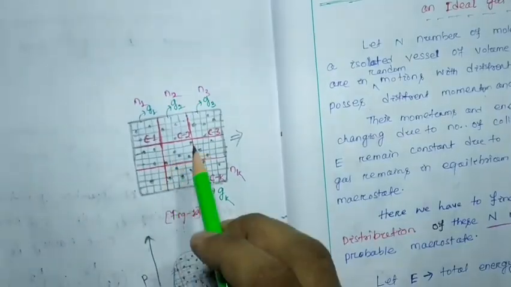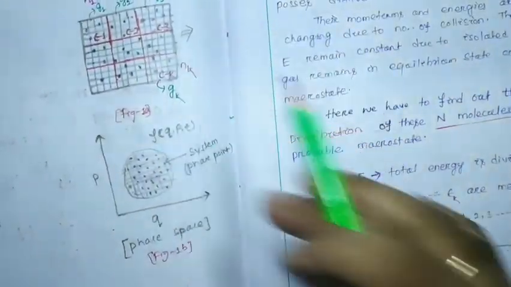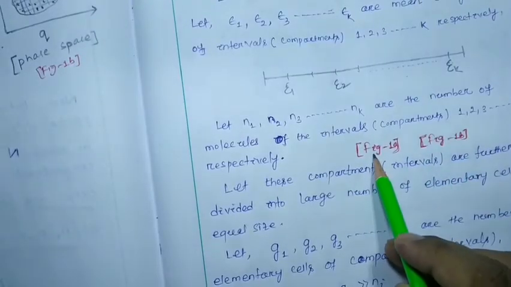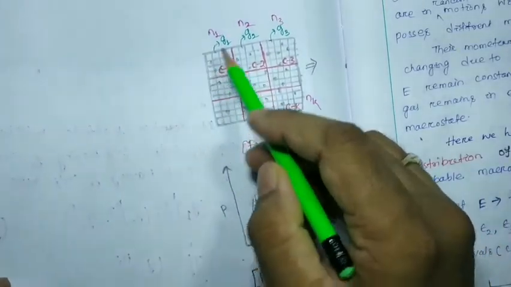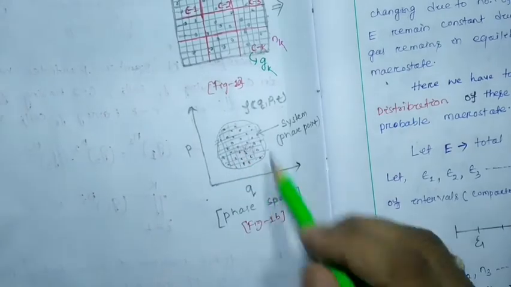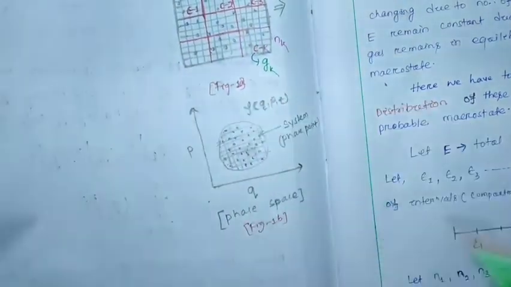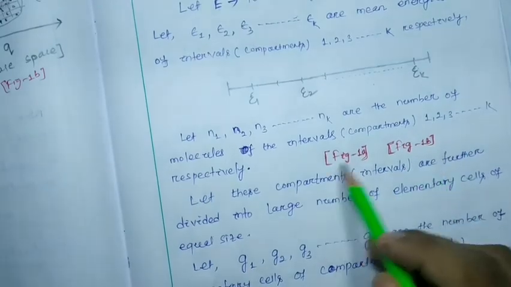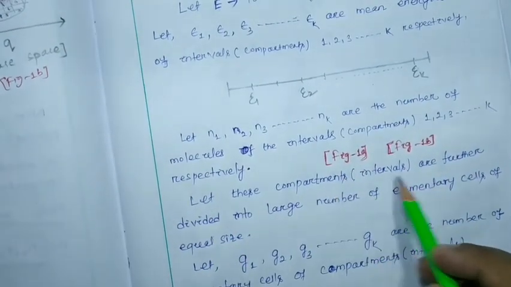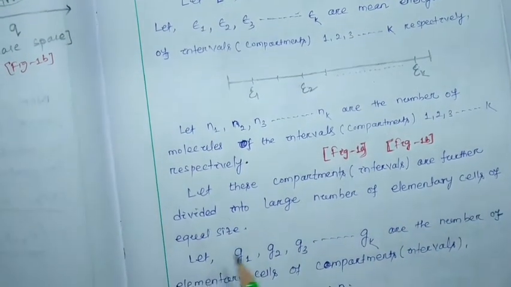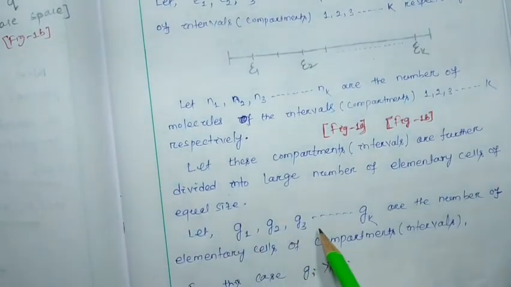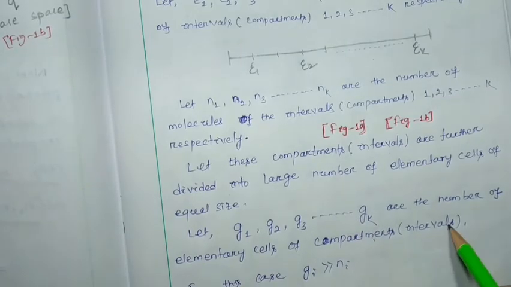Here in this figure it has been represented, and you have to draw these two figures side by side, figure 1a and figure 1b, in this space. Let these compartments or intervals be further divided into a large number of elementary cells of equal size. Let G1, G2, G3 up to Gk be the number of elementary cells of the compartments or intervals.